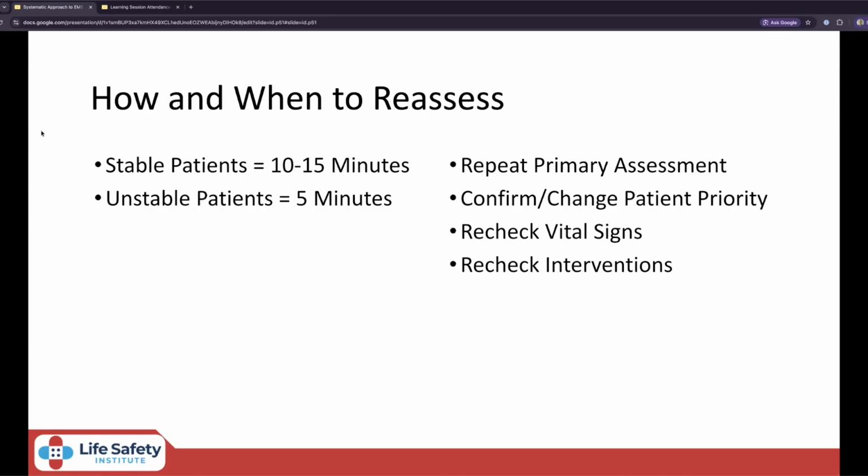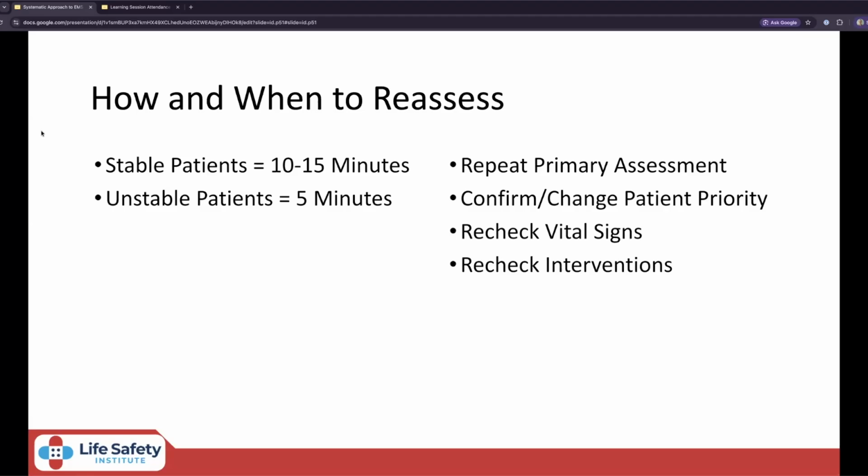How and when? With respect to vital signs, you can always recheck sooner, but you never want to check too late. So what I mean by that is if the patient is unstable, so that's sick, not sick, right? If they're sick, they're unstable, you want to be reassessing every 5 minutes. This can be a very dynamic situation. You don't want to be asleep at the wheel for these patients. So our unstable patients, we're reassessing at least every 5 minutes.